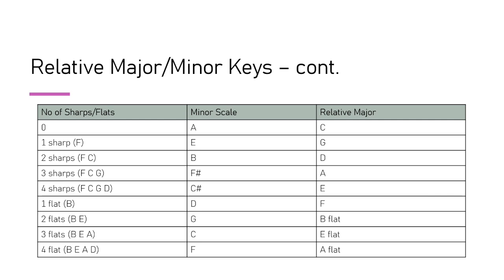And you can do the same thing for two flats, three flats, four flats, like it's listed on the table, as you could see. So for example, B flat has two flats. The relative minor is G. So G and B flat both share two flats. And C and E flat both share three flats. F minor and A flat major, relatives, both share four flats.